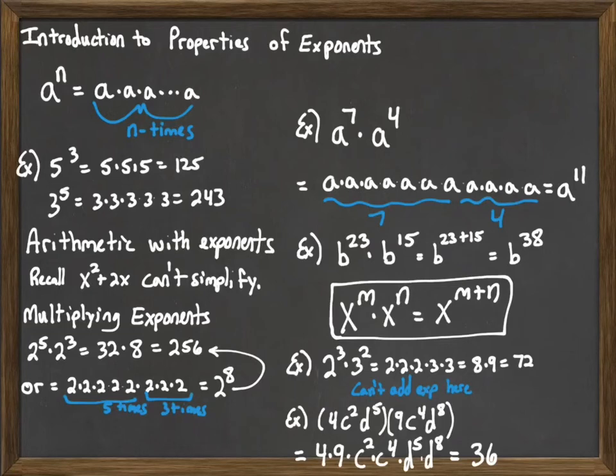The exponent rule, though, says we need to add. So when we have c to the second, c to the fourth, we go ahead and we add 2 plus 4, and we get c to the sixth. And then d to the fifth times d to the eighth, 5 plus 8 gives me d to the 13th power. And so we get the answer 36c to the sixth d to the 13th.